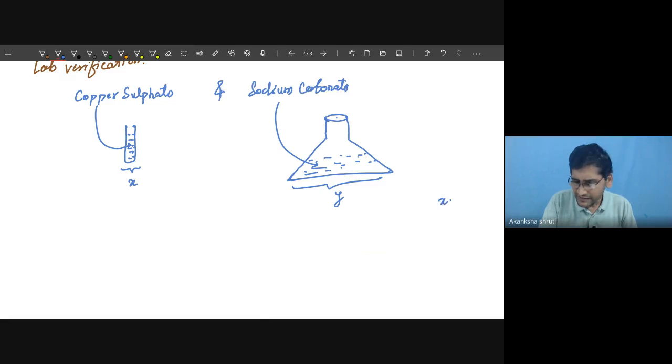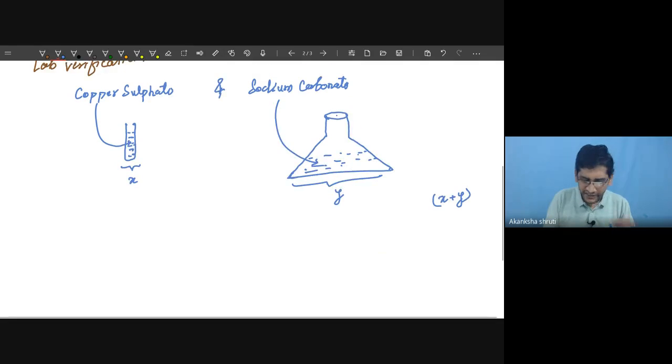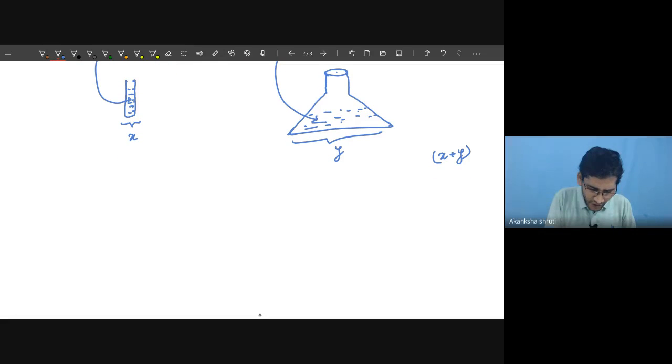Initial measurement will be your X plus Y. That will be the total mass. X is including the mass of the tube as well as the mass of the copper sulfate. For carrying out the reaction, this tube itself is placed inside this conical flask. So this setup appears like this.